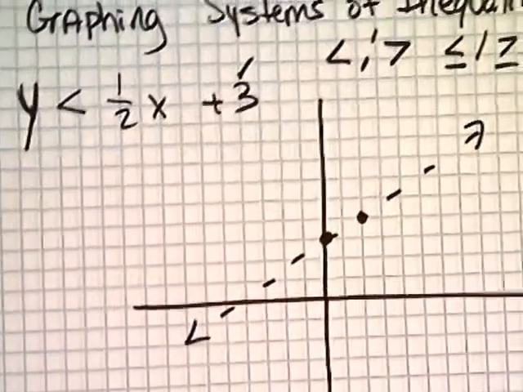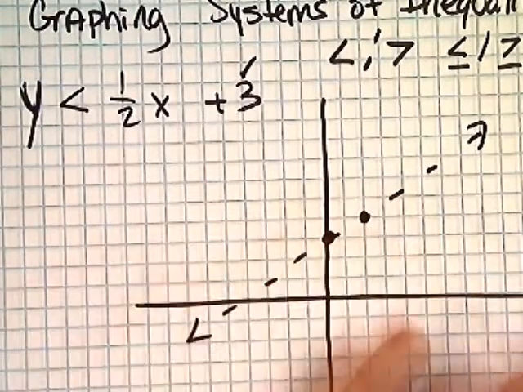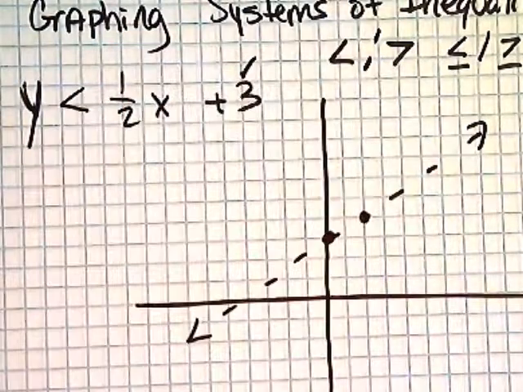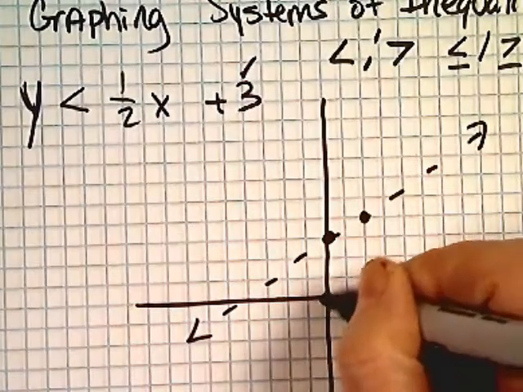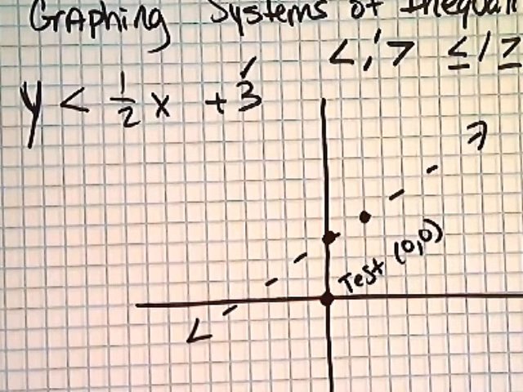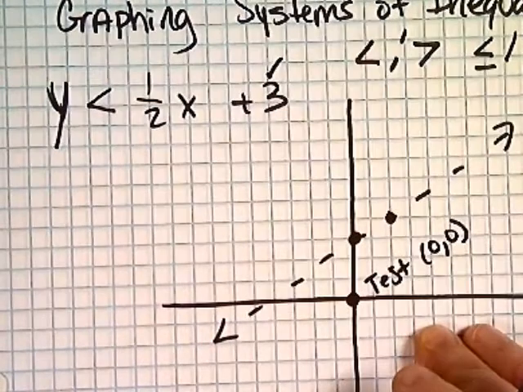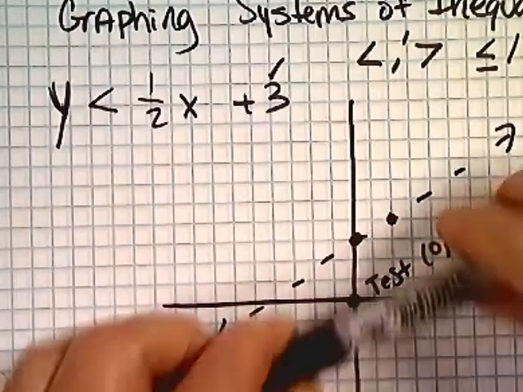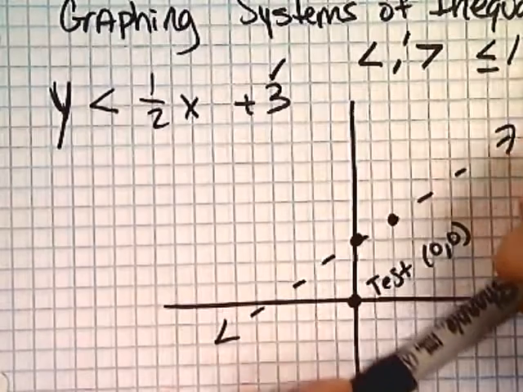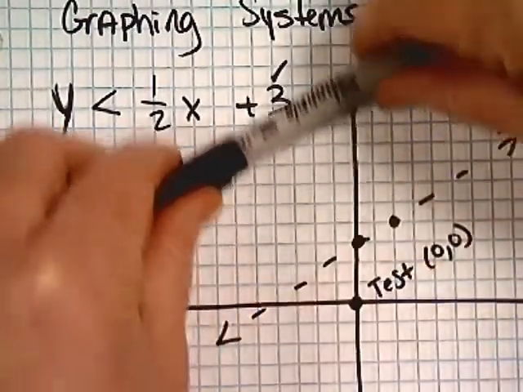So I'm going to go over how to use a test point. We're going to test a point. You can test any point you want as long as it's not on the line. We're going to test this point here, 0, 0. The reason we're going to test 0, 0 is because the numbers are easy to deal with. If we test 0, 0 and it turns out to be true, then we're going to shade everything on this side. If we test 0, 0 and it turns out to be false, we're going to shade the other side.